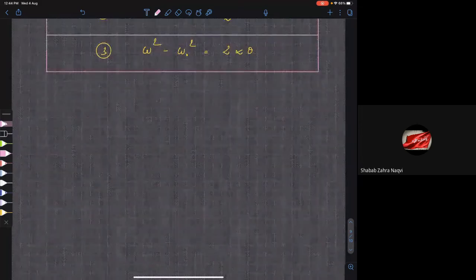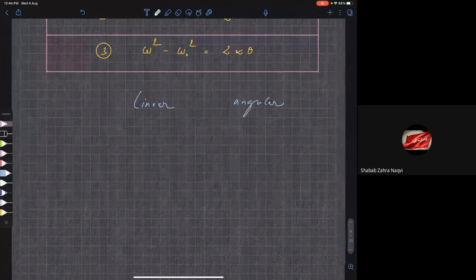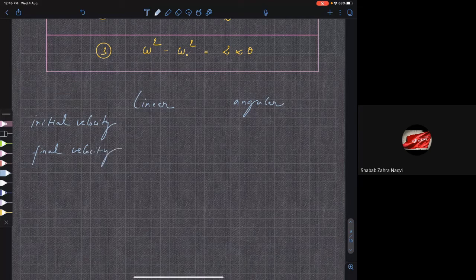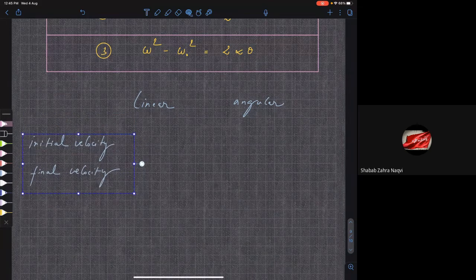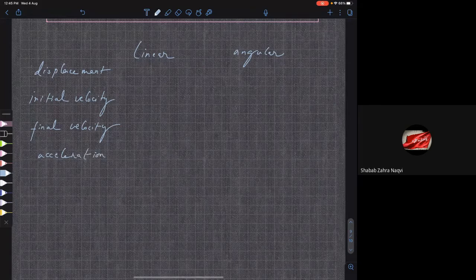Now, just tell me, this is linear, angular, initial velocity, final velocity, displacement, what else? Acceleration. Tell me.